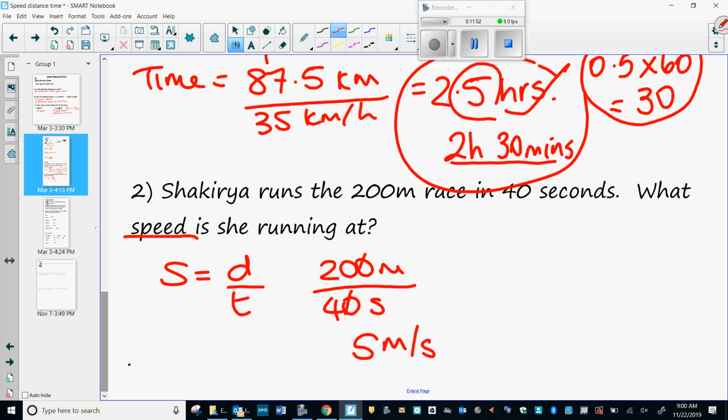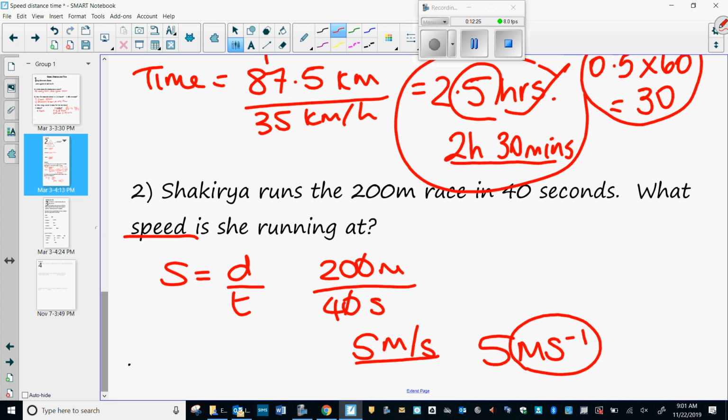Now you may sometimes see the unit meters per second written as m s to the minus 1, especially in science situations. Some have seen it, some haven't. If you see it written like that, just know that it means meters per second.